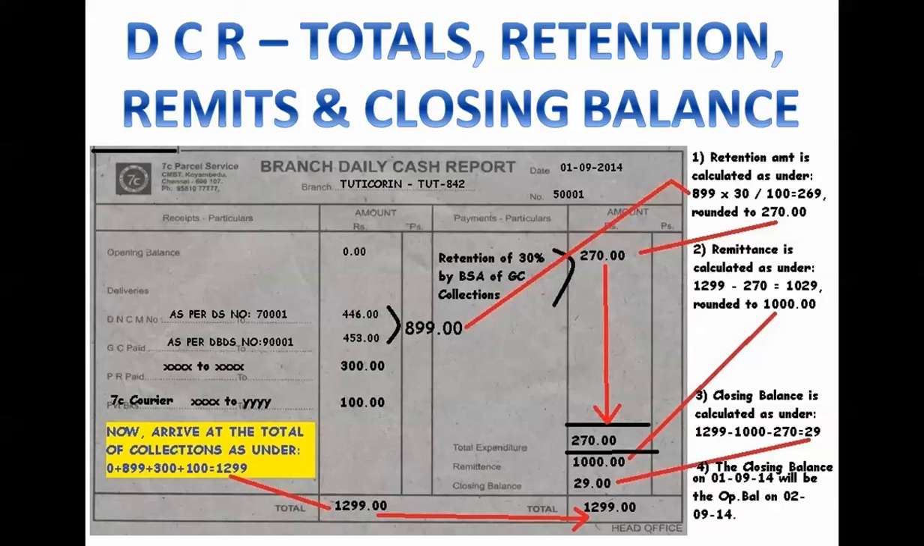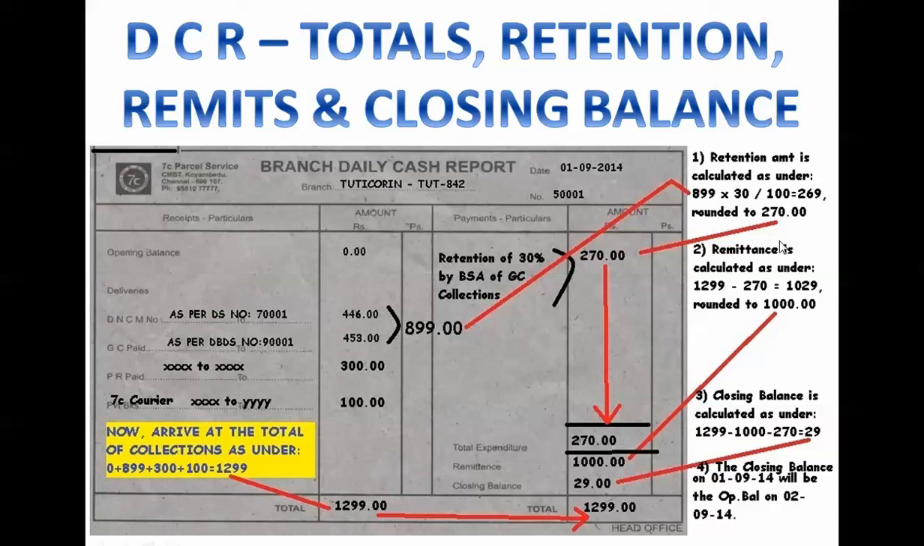So in this example, the GC collections total comes to 889. The calculation process is shown here: into 30%, that is 30 by 100 comes to 269, which is rounded off to 270. So 270 is the amount that Tuticorin station will be allowed to retain. So he will write here in this expenditure as 270 and show this as subtotal 270 here. I hope this part of retention amount is clear, because most agents have a lot of confusion in arriving at this amount. The next part is the remittance.